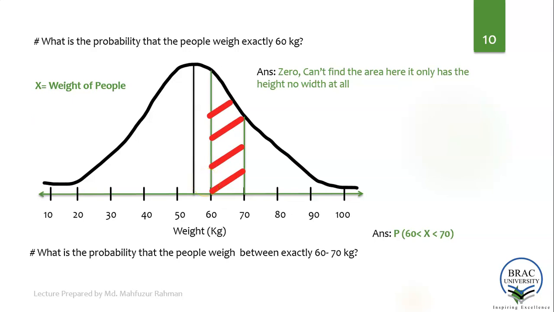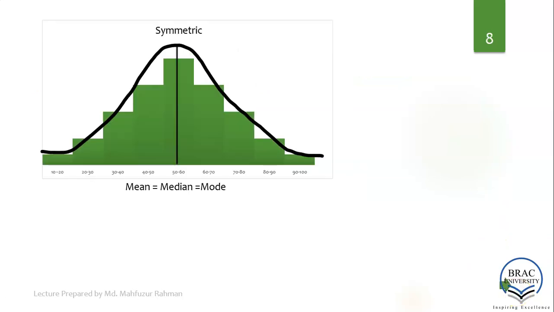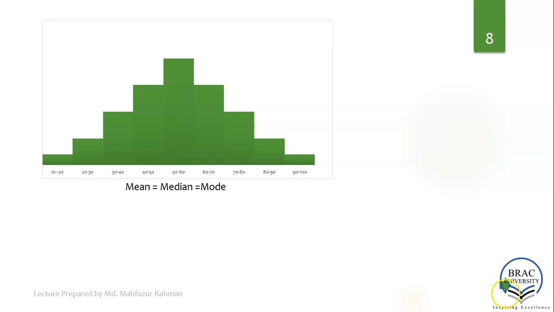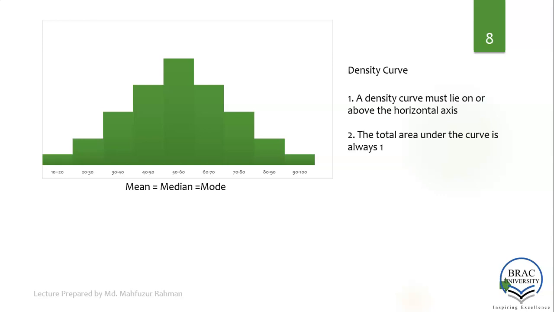So that's how you can find the probability of an area of any kind of density curve under this continuous probability distribution. In continuous probability distribution, you are going to have the density curve. You need to remember two things for density curve. A density curve must lie on or above the horizontal axis, and the total area under the curve is always 1 or 100%.